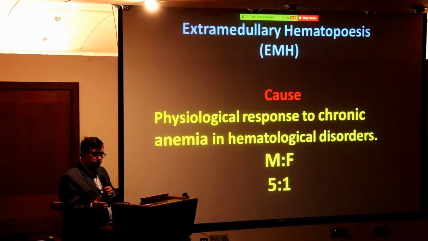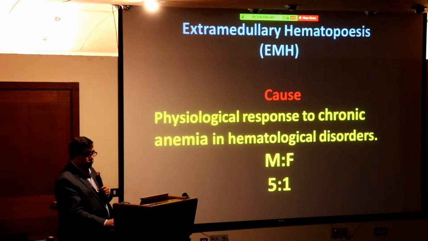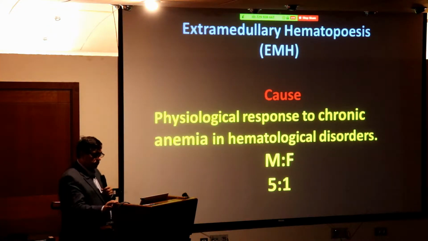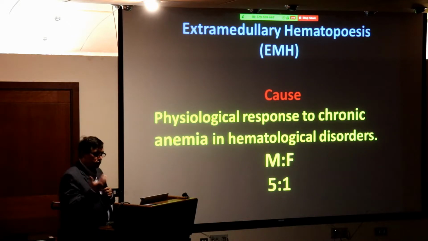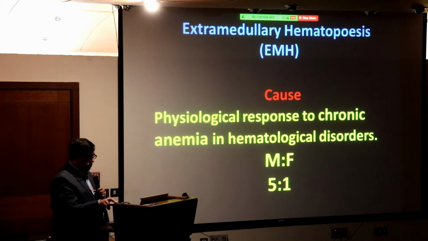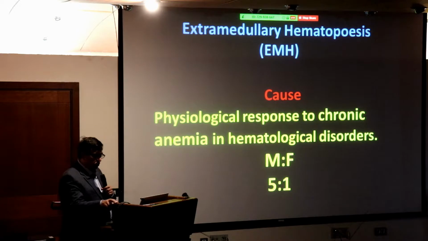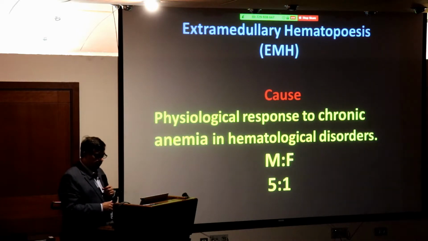What is the cause of this extramedullary hematopoiesis? What is hematopoiesis? It is the production of red cells and white cells other than in the bone marrow. And of course it is caused by anemia: if you have anemia, your bone marrow cannot cope with the loss of the red cells, so you look for other areas that will produce them. Male to female ratio is 5:1.